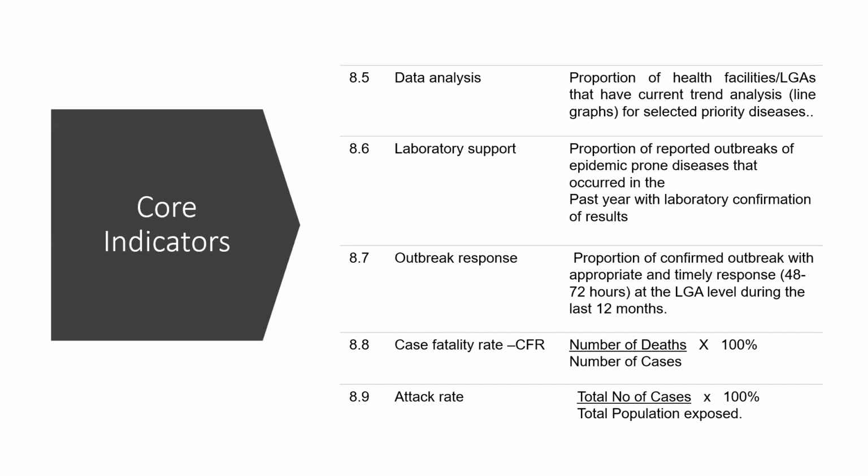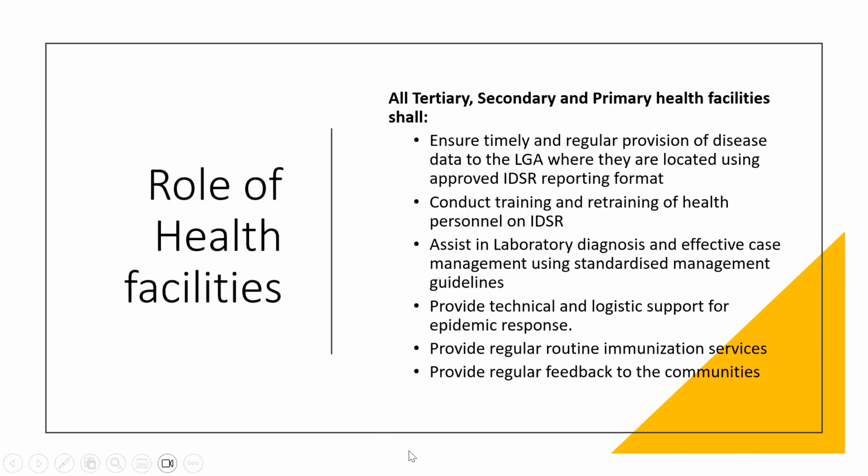So we have indicators also for analysis. Are we analyzing properly? We have indicators for laboratory support. What was the proportion of cases that had a laboratory confirmation? We have indicators for response. What's the proportion of the confirmed cases that had a proper and adequate response? Of course, we have indicators for things like case fatality, which is the number of deaths that occurred in the cases identified. And then attack rates, which is the number of cases that you're getting compared to the entire population.